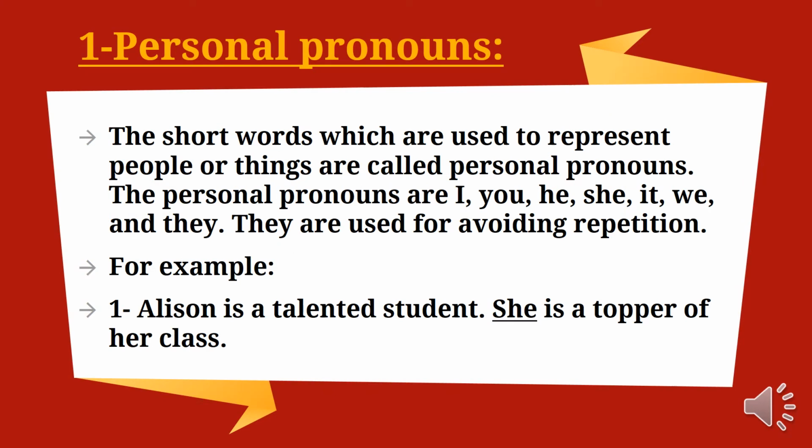Personal pronouns. Personal pronouns are the short words which are used to represent people or things. I, you, he, she, it, we and they are considered as personal pronouns. They are helpful for avoiding repetition of nouns. Observe the following example. Alison is a talented student. She is a topper of her class. Here Alison is a noun and she is a personal pronoun.